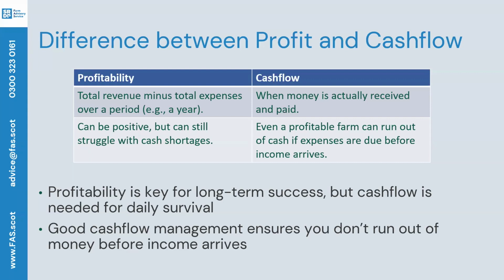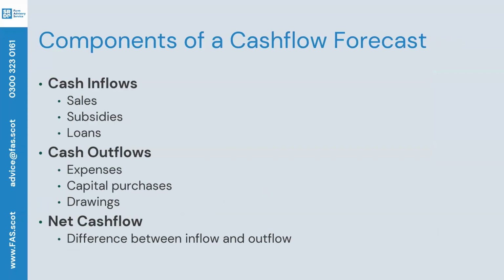So if we want to create a cash flow forecast, we need to consider each of the different elements that come into it. I've said already that in its simplest form, a cash flow forecast is to take all of your cash inflows, take off all of your cash outflows, and you get a net cash flow position for the period that you're covering. In terms of your cash inflows, we've obviously got your sales, whether that's livestock, crops, rental income, or any sort of diversified income that you have.